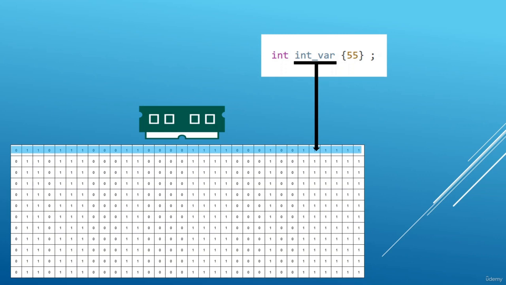Suppose we have a variable called int var and we have a value inside. This variable is going to be allocated space in the memory of your computer, and that's where we're going to store this value. But if you look at this 55 here, it is a literal. It is a value that is actually going to be burned into your binary code, and it is what we're going to be using to actually initialize this int var variable of ours.